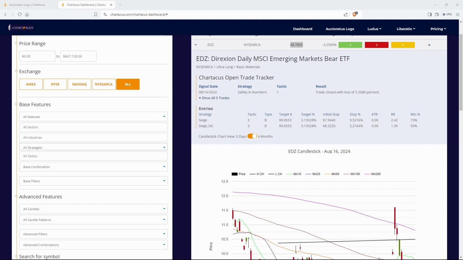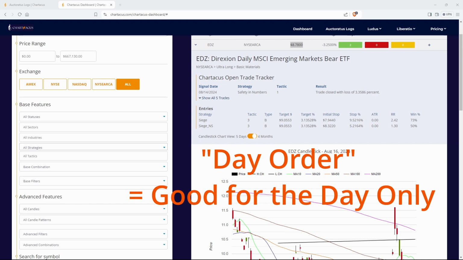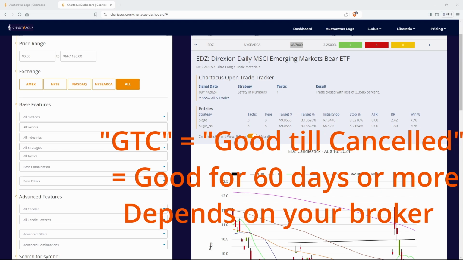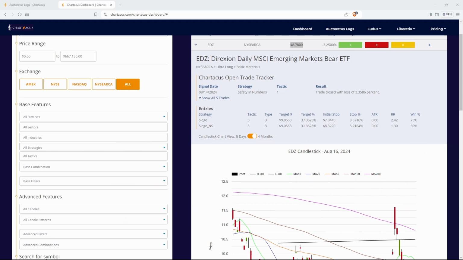One last thing. For all of your orders, you can place it for the day, and that's called a day order, or as a GTC order, known as good till canceled order, which usually keeps the order open for 60 to 90 days, depending upon the brokerage firm you trade at. I normally place good till cancel orders because then they'll stay open, and later you can just make changes to the trade if Chartacus does in the open trade tracker.